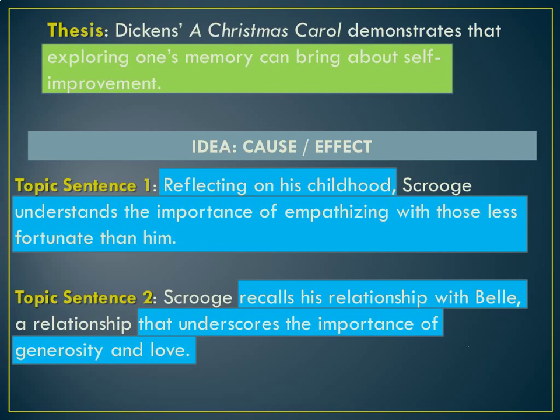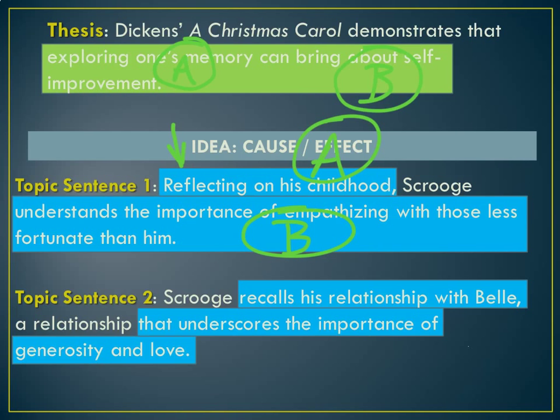So if you look at the thesis statement, clearly this writer is wanting to write about cause-effect. Cause, exploring one's memory. Effect, it brings about self-improvement. And so then what this writer has chosen to do is to focus on a specific cause and effect in each topic sentence. And so what you see here is that first named the cause, A, reflecting on his childhood, and then the effect is understands the importance of empathizing with those less fortunate.